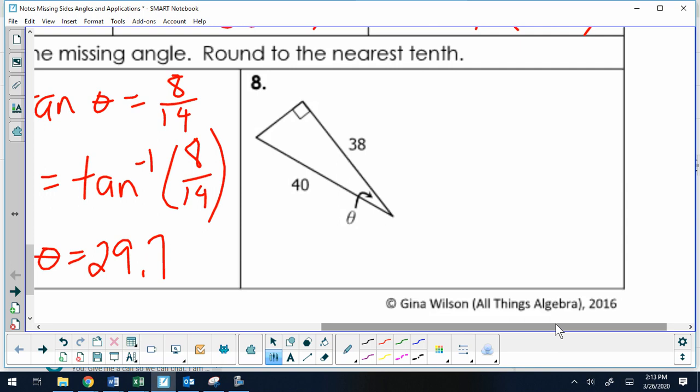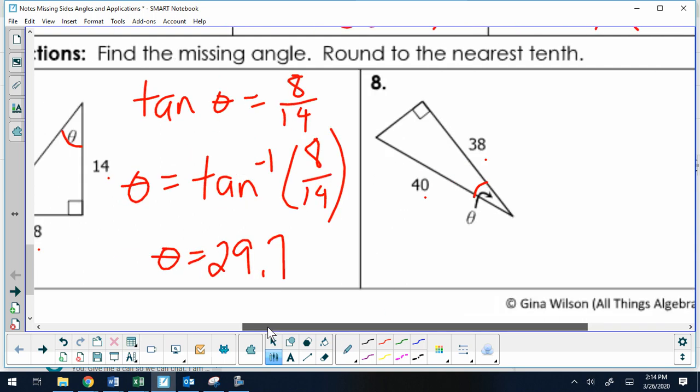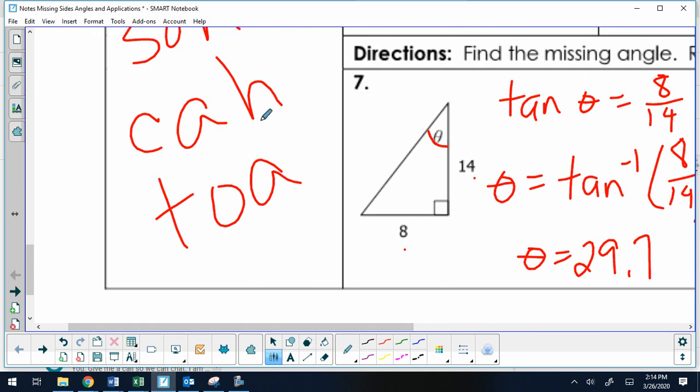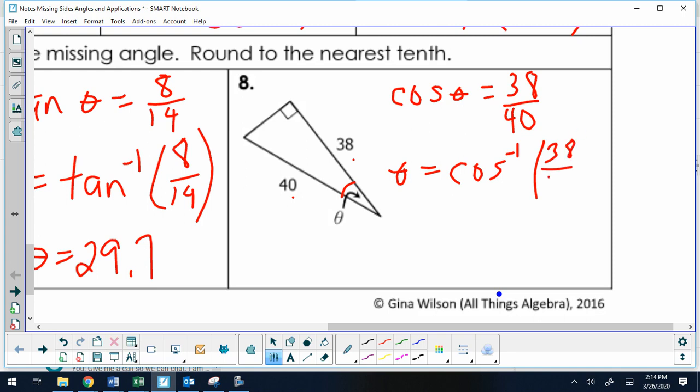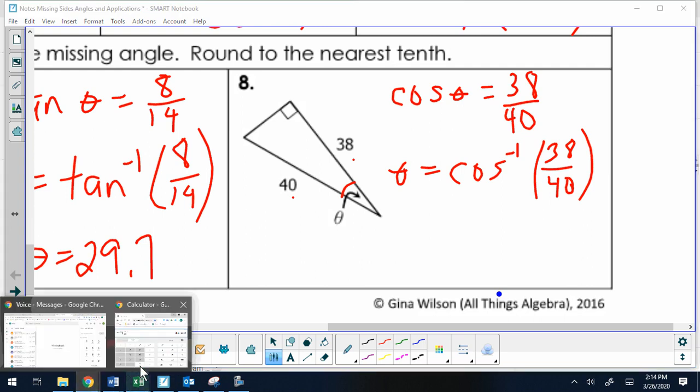Again, first I need to find the angle that I'm looking for. In reference to that angle, I have the adjacent and the hypotenuse. So adjacent and hypotenuse is going to be cosine. So my cosine of theta is going to be 38 over 40. Again, I don't even bother reducing it because I'm going to go straight to my calculator anyway. So my theta is going to be inverse cosine of 38 over 40. I don't actually usually write this step, but I'm writing it so you know what you're punching into your calculator.